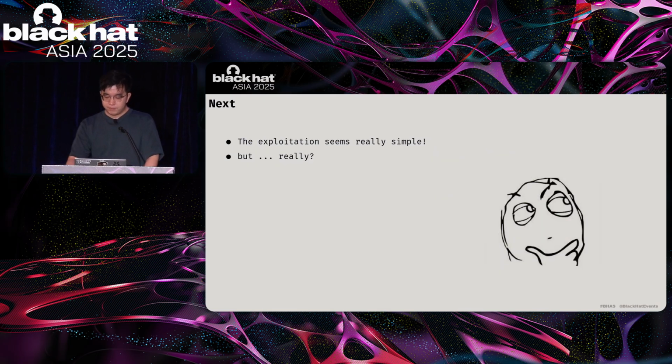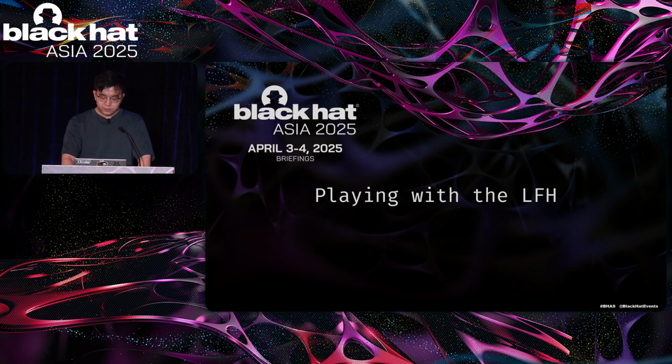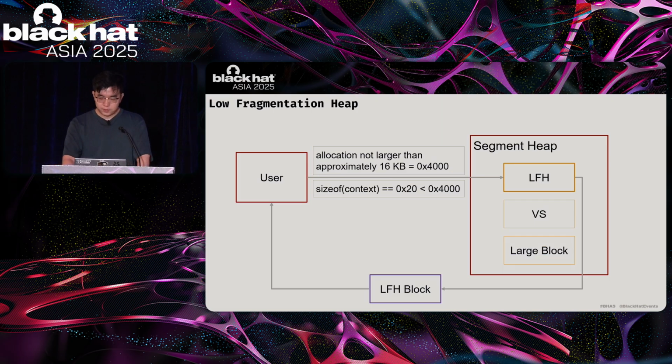Okay, so the exploitation seems really simple, but will LFH on Windows make it easy for us to exploit it? Let's dive a little more into the LFH. The LFH is a policy inside Windows heap management, controlling the allocation of heap blocks whose size is lower than approximately 6 KB.